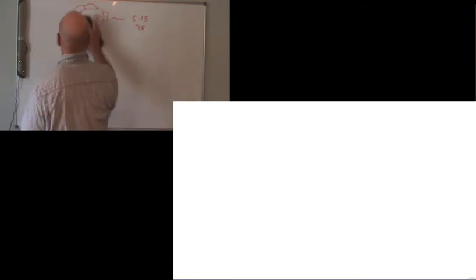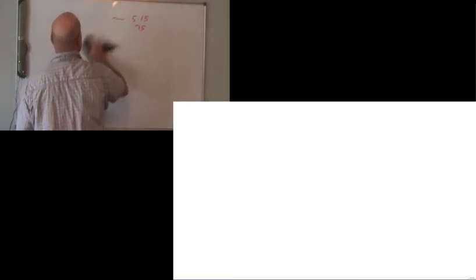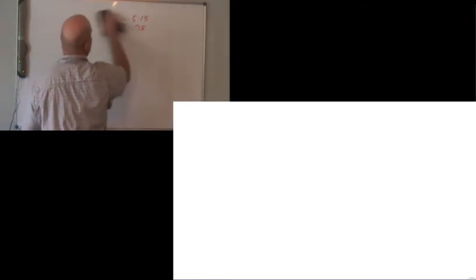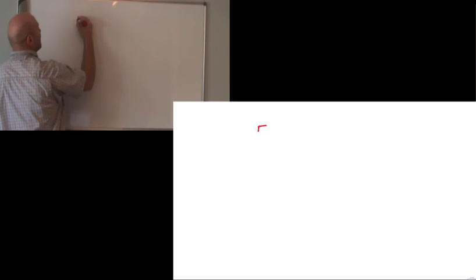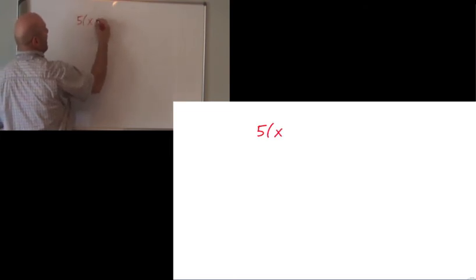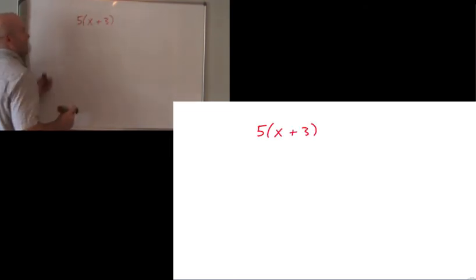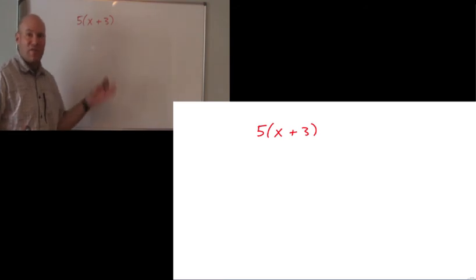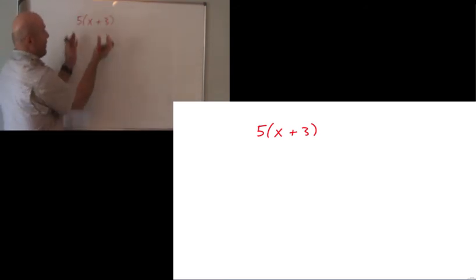So now let's take a look at the same concept from an algebra standpoint. That's the basis behind it. Now let's take a look at what it actually is going to look like. So let's take the same idea. Let's say we have 5 times x plus 3. Is it just 5 times the x? Is it just 5 times the 3? No. It's 5 times all of this.